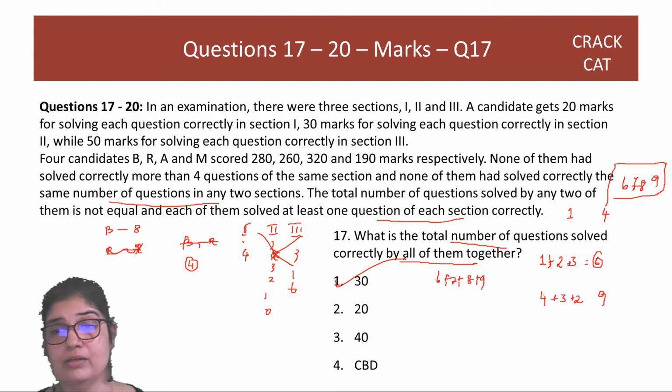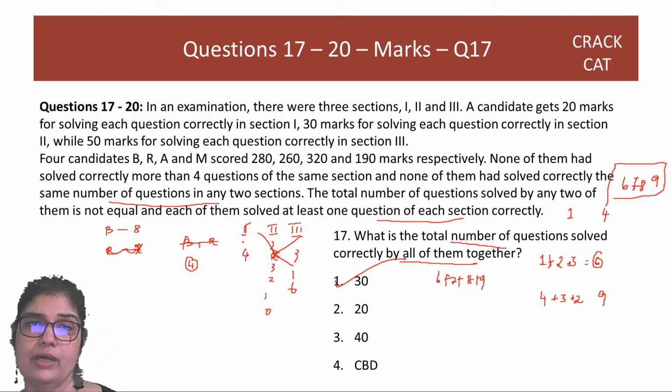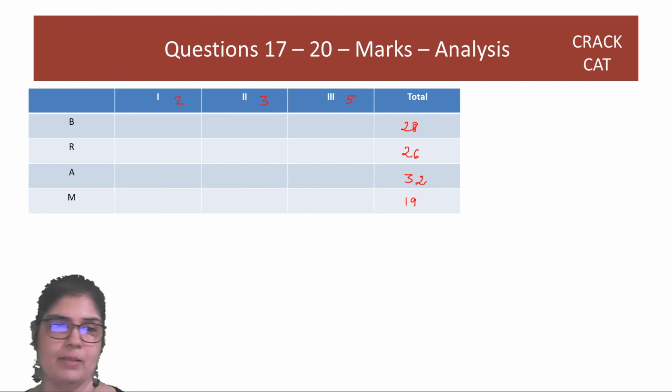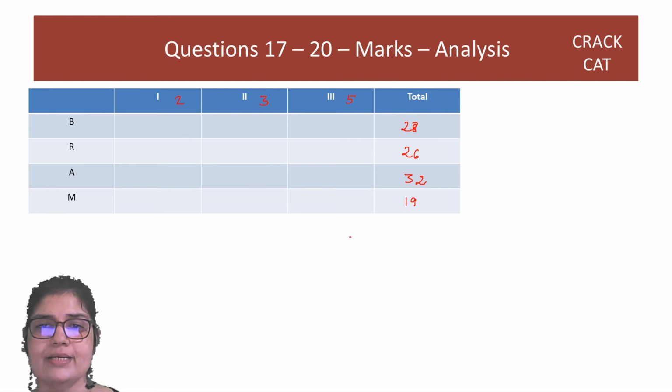Now we have to do the more tricky work, okay, of allocating 6, 7, 8, 9 here before we look at the other questions. So who is 6, who is 7, who is 8 and who is 9?